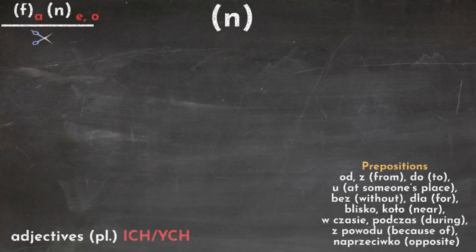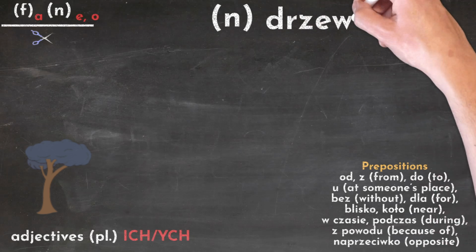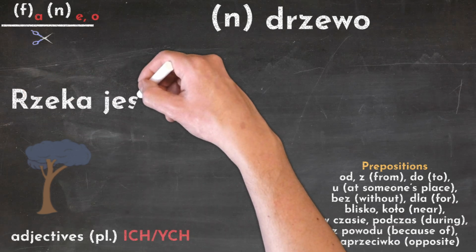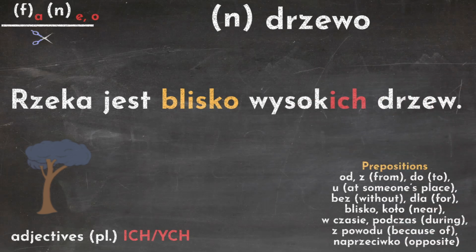Neuter nouns work identically to feminine nouns. To pluralize in the genitive case, we need to cut the last vowel off. Drzewo becomes drzew. Rzeka jest blisko wysokich drzew. The describing adjective takes the ending ich, wysokich drzew.